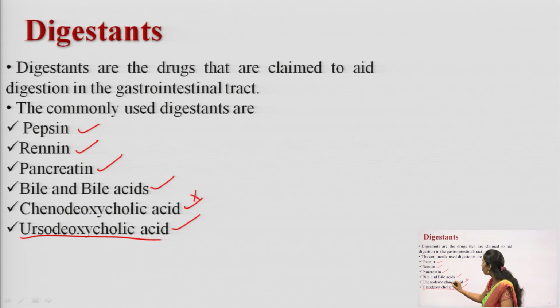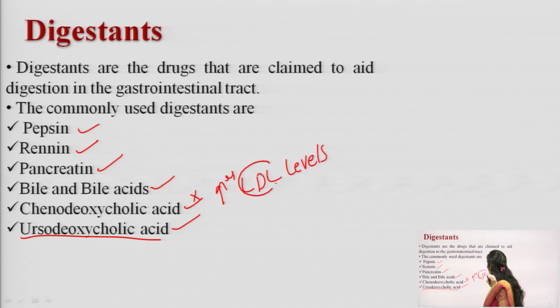This chenodeoxycholic acid will increase LDL levels. So, what is meant by LDL? It will increase the LDL levels, the cholesterol levels, low-density lipoprotein levels. Because of this reason, this drug will be replaced by ursodeoxycholic acid. It is an analog of chenodeoxycholic acid. So, these are the drugs which are used as digestants.